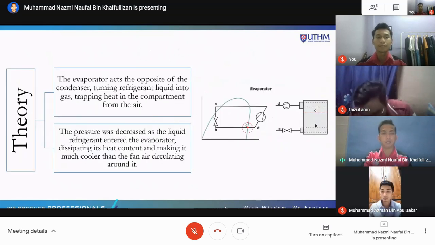Next, we will proceed to the theory of the experiment. First, the evaporator acts the opposite of the condenser, turning refrigerant liquid into gas, trapping heat in the compartment from the air. Next, the pressure was decreased as the liquid refrigerant entered the evaporator, dissipating its heat content and making it much cooler than the fan air circulating around it.